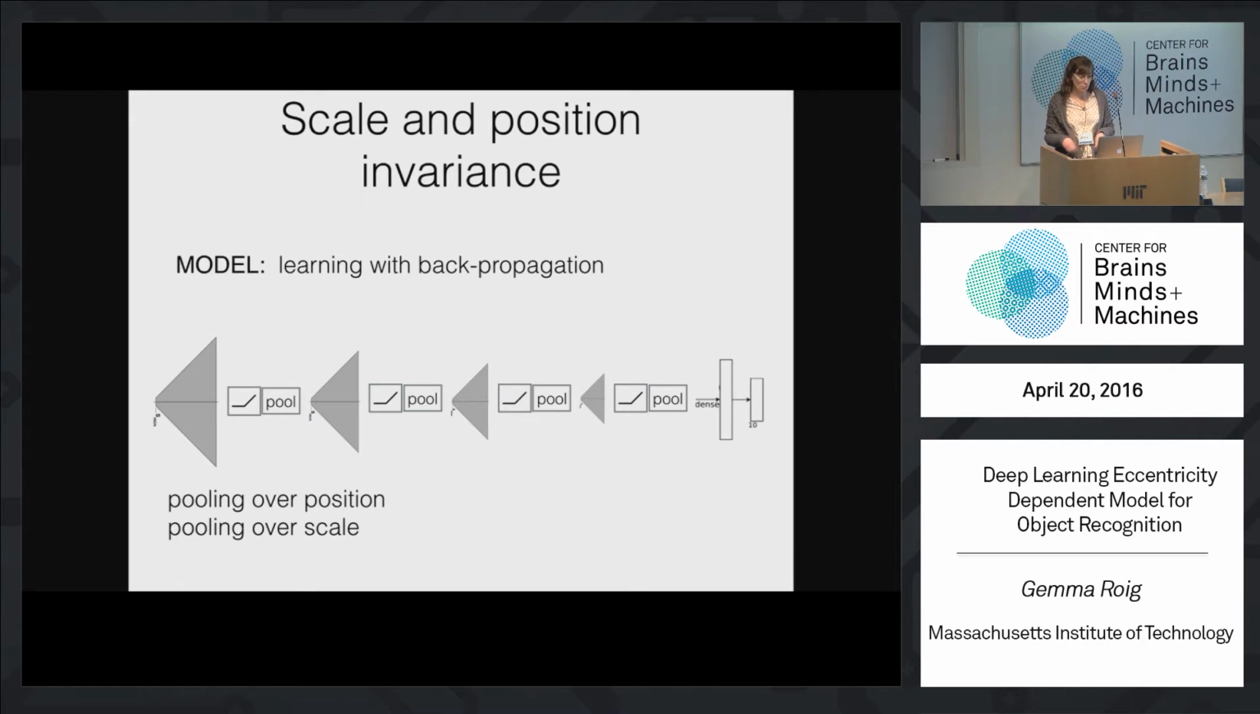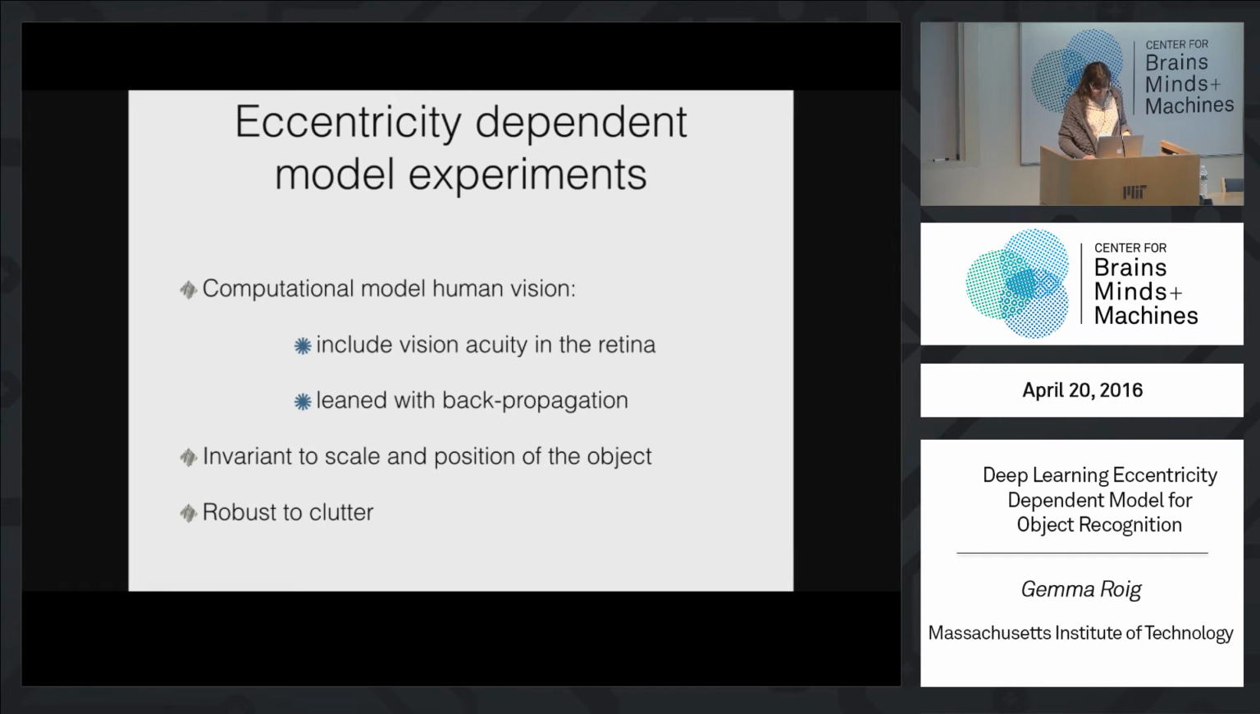For acquiring this invariant representation, we pool over different positions of the model and over different scales. We have some results that I can show you later in the poster, in which we obtain these invariant representations to position to a certain extent. We have the hypothesis that such a model will be much more robust to clutter, and this is where we want to go in the future, to check this robustness.